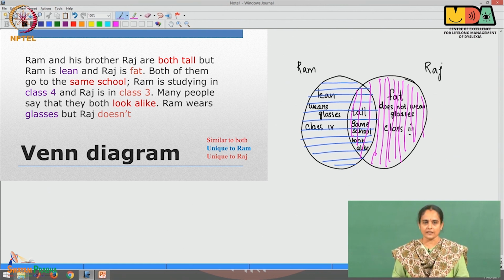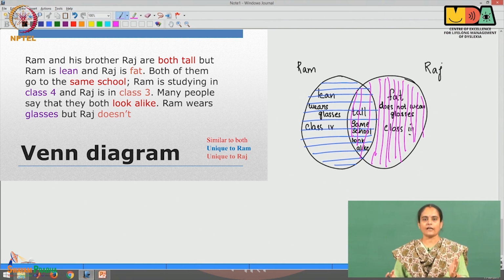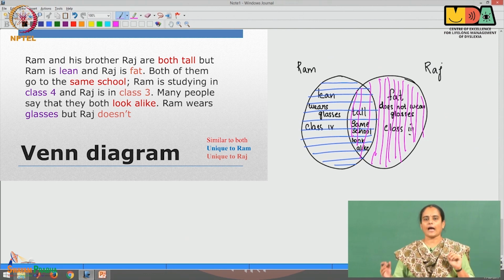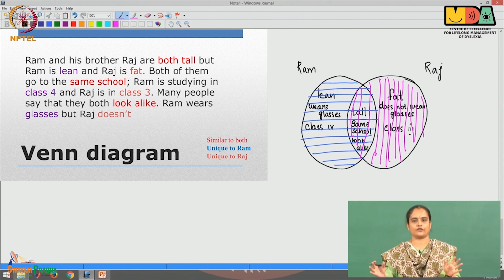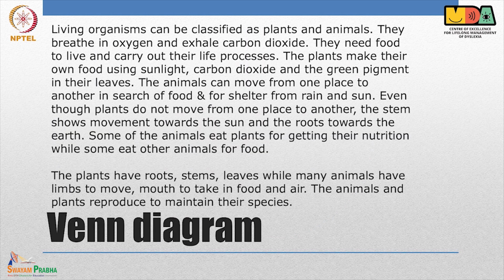Now, if the question is about differentiating Ram and Raj, he has to stick only to the part belonging to Ram and the part belonging to Raj. You can have a look at the completed Venn diagram which has been put up for your reference. This is a slightly bigger paragraph which compares plants and animals. Let us see how to put this in the form of a Venn diagram.